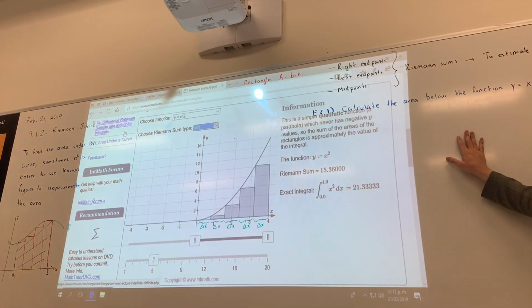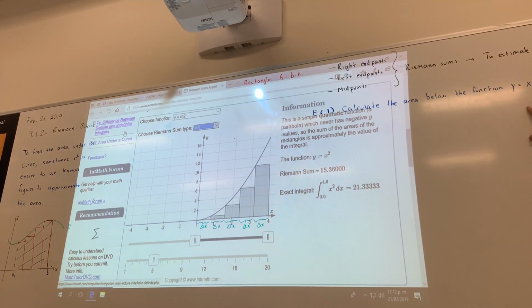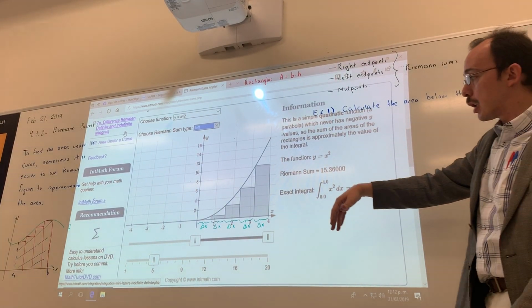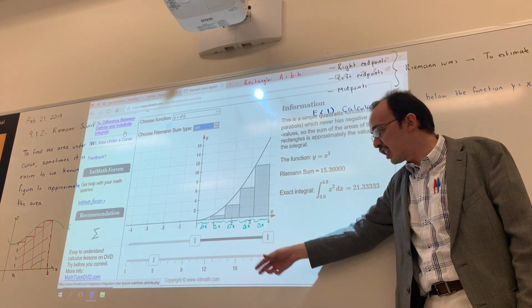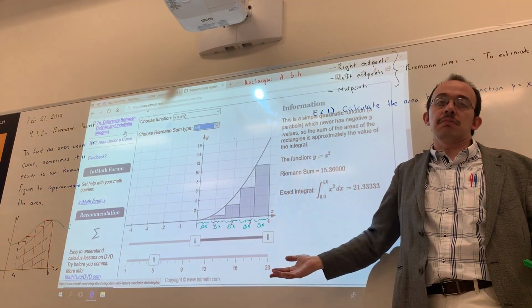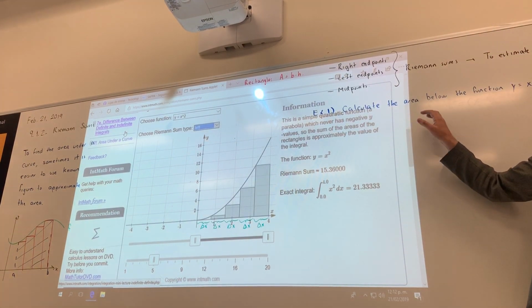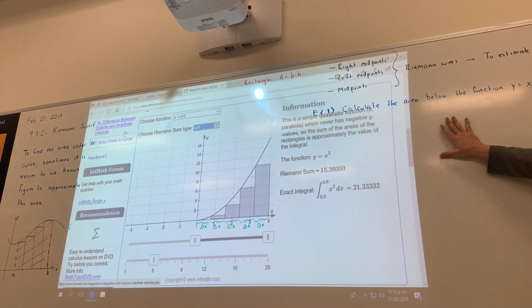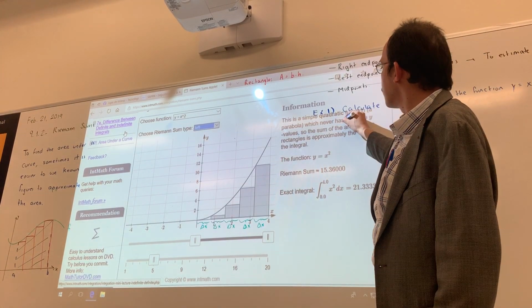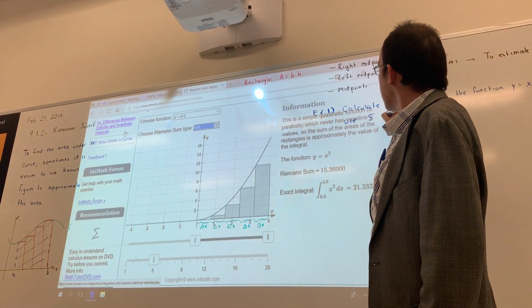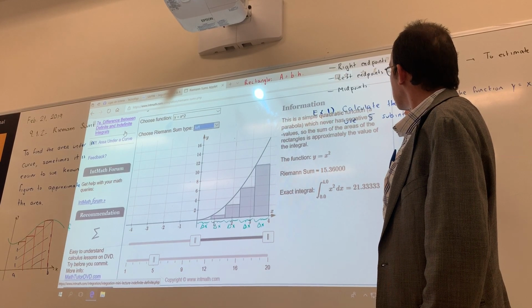But something that is also important to understand is that we need to know how many rectangles I'm going to use. Okay, because I can use just 1 or 2 or 5 or 10 or 20 or a million. But that is going to be also given in the exercise. In this particular example, I'm going to use 5 subintervals. Eso siempre nos lo va a decir.